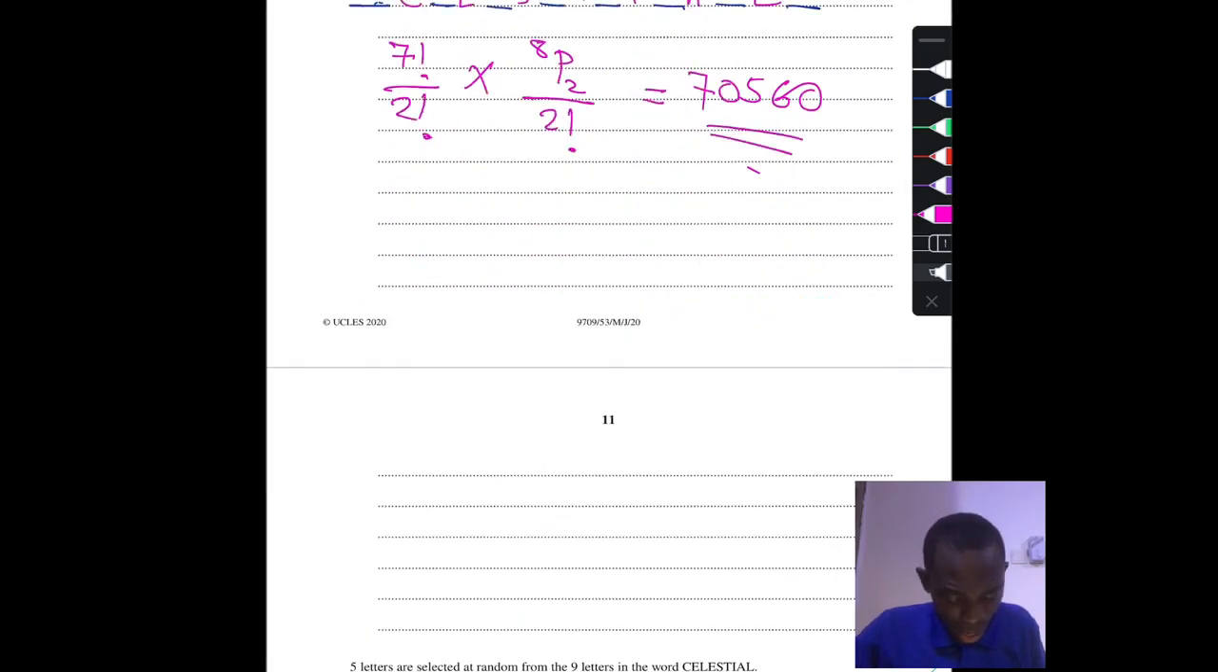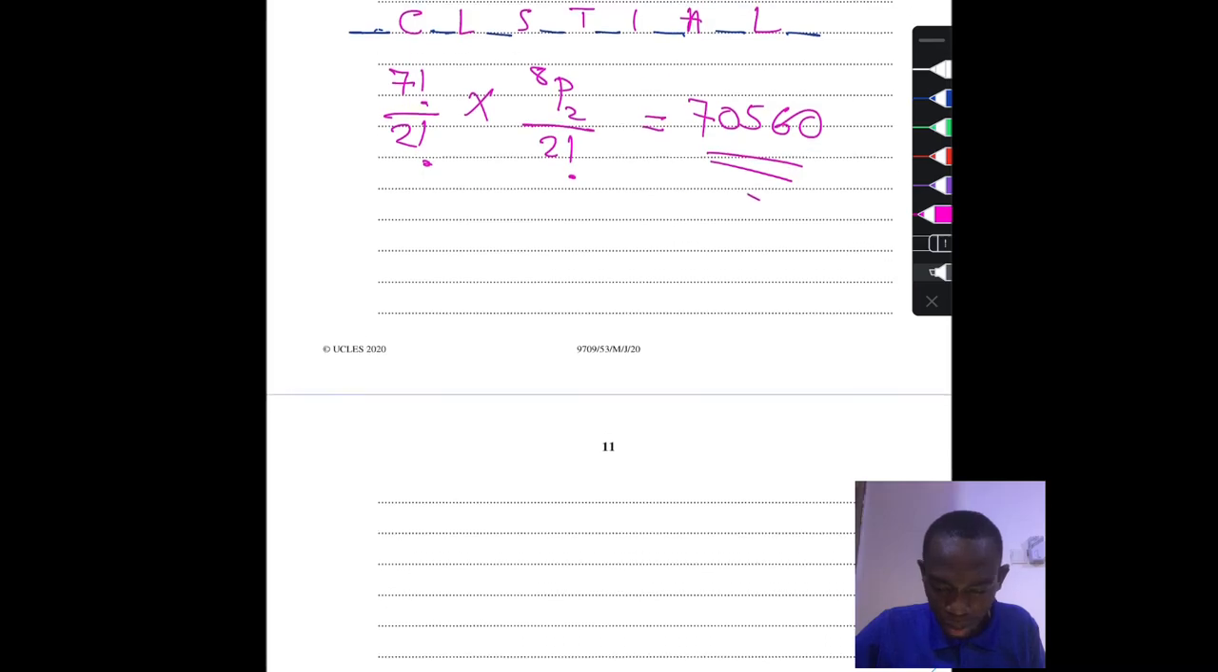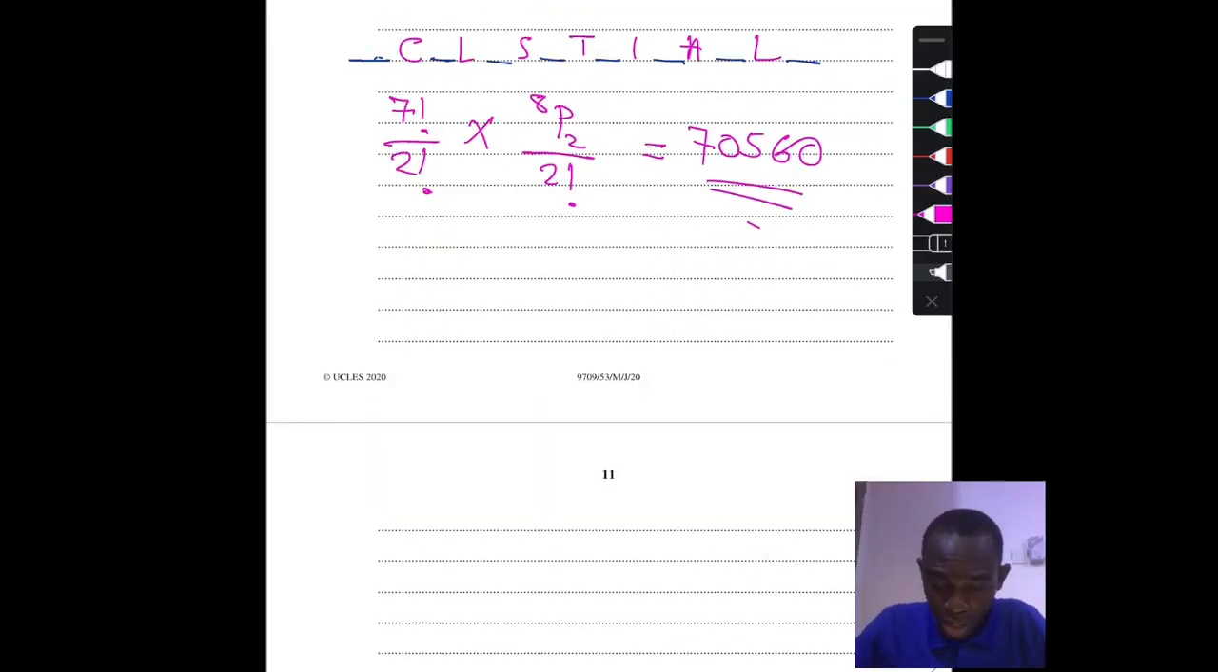Now the next thing that you want to consider, so why did they give us all this space here? Well, that's Cambridge for you, for 4 marks.